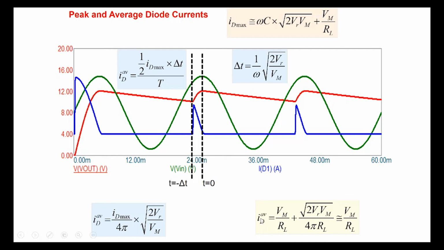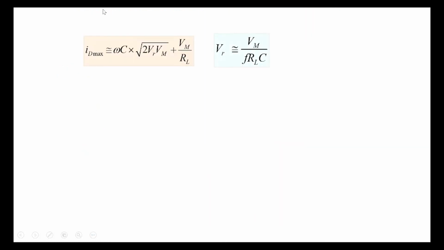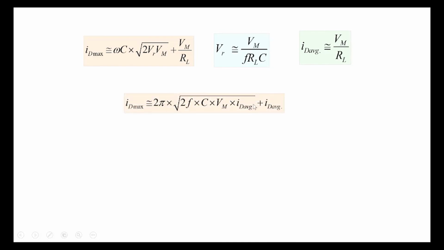It makes sense that the average current through the diode is equal to Vm by RL, because in the circuit the load RL is drawing a current, the output voltage is approximately equal to Vm, and the average load current is Vm by RL. That current is what is being supplied by the diode, so the average load current is the average diode current. So these are the equations: ID max is omega c square root 2 Vr Vm plus Vm by RL, ripple is over here, and ID average is approximately equal to Vm by RL.